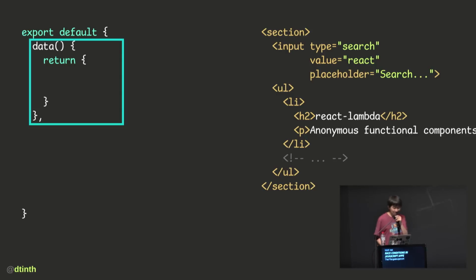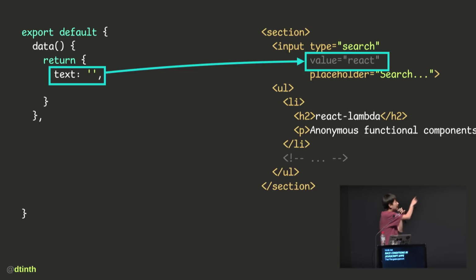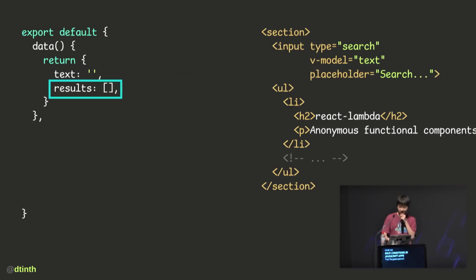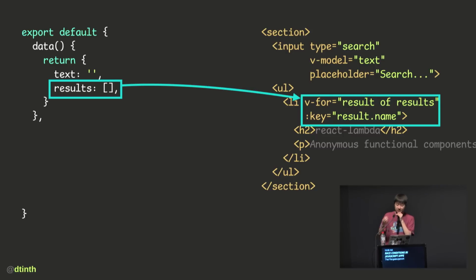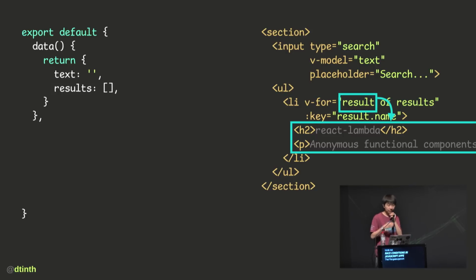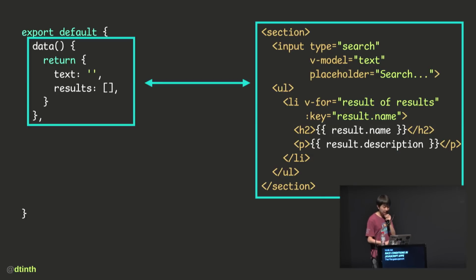So let's start with the data model for our state. First, we need to store the search query that the user typed. And we can bind that to the input box using the v-model directive. Then we also need to store the search result to be displayed on the list here. To do that, we can use the v-for directive to do the binding. And finally, we bind the content of each result into the respective elements. So the data and the DOM are now kept in sync.